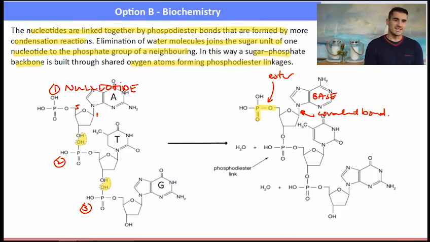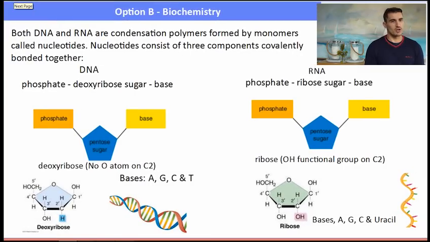So RNA and DNA are both condensation polymers formed from nucleotides. DNA is a phosphate, deoxyribose sugar and a base. Now the deoxyribose does not contain an oxygen atom on the second carbon. An RNA nucleotide is a phosphate group, a ribose sugar and a base. And a ribose sugar has a hydroxyl functional group on C2, and that's the only way they differ.